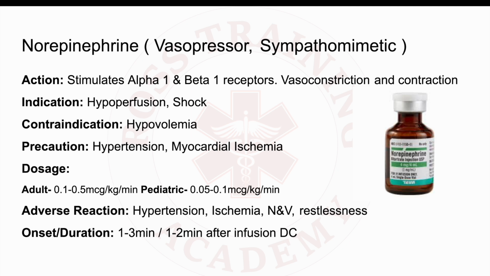The adult dose is going to be 0.1 to 0.5 micrograms per kilogram a minute. The pediatric dose is going to be 0.05 to 0.1 microgram per kilogram a minute. Some adverse reactions are going to be hypertension, ischemia, nausea and vomiting, and then restlessness. And you have an onset of about 1 to 3 minutes, and then a duration of 1 to 2 minutes after the infusion is discontinued.